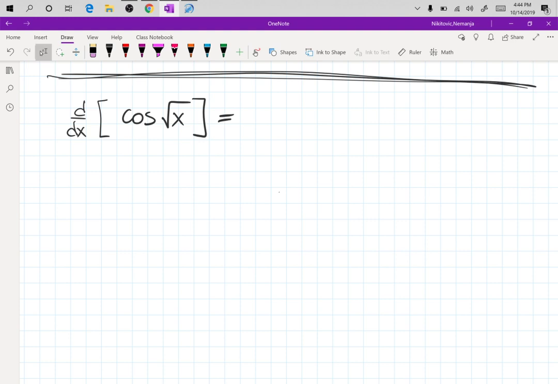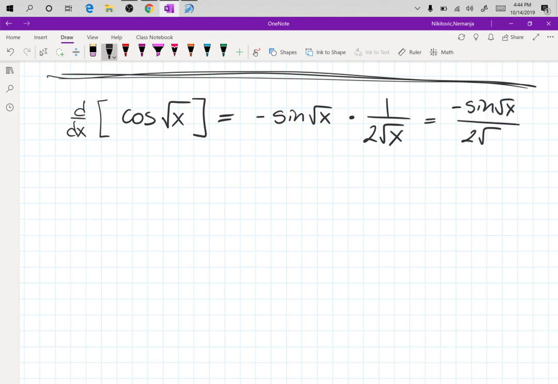All right, so what do we have? What's the derivative of cosine? We keep root x plugged in, right? And then times 1 over 2 root x. Yes. So we'll just write this as negative sine root x divided by 2 root x, which could be the negative sine over 2.